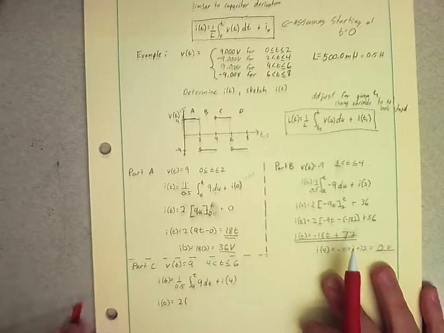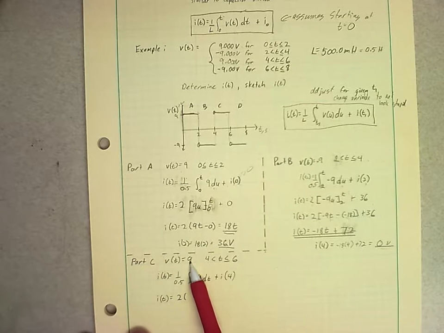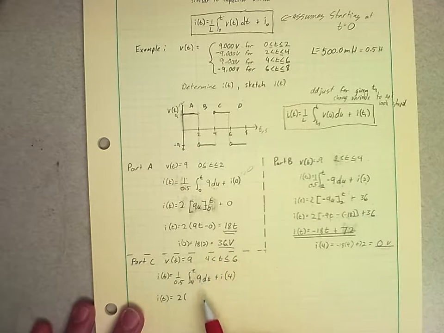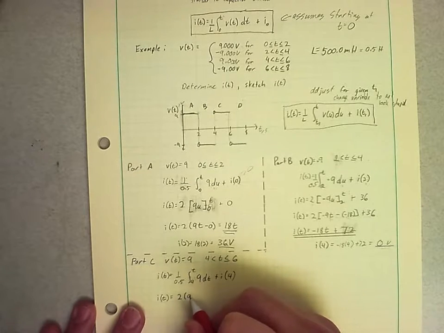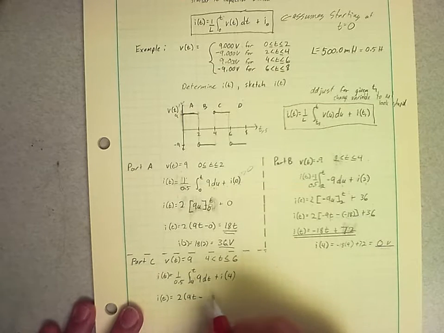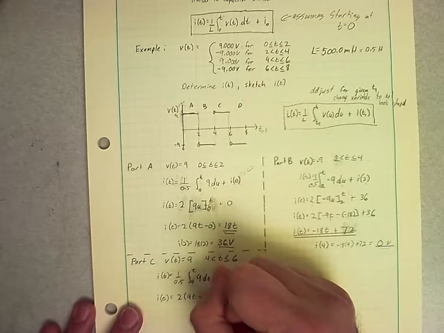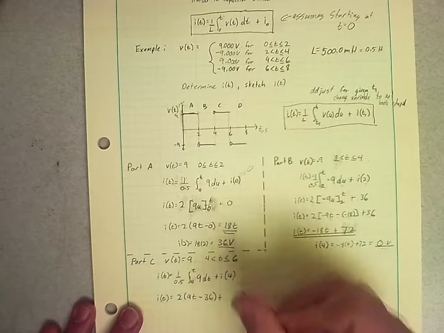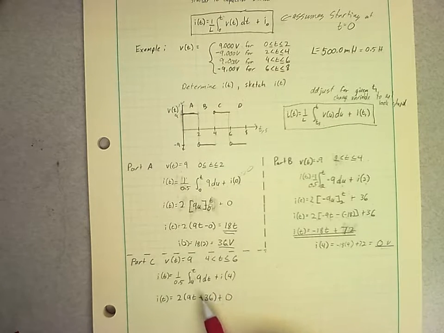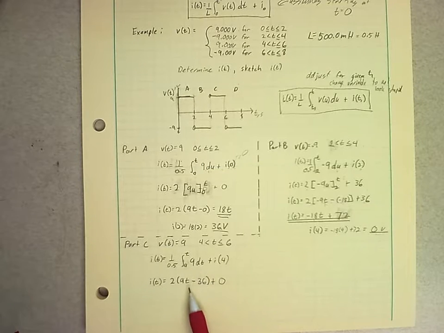Okay, so, sorry. Part C, again, voltage back to 9 volts between 4 and 6. So I'm going from 4, my function's 9. I know it's going to work out the same way, that I'm going to end up with 9t in here, minus what I get when I put in 4 times this, so it's going to be minus 36, plus when I get I of 4, it's going to be 0. So again, skipping a lot of steps there for the sake of time and paper.